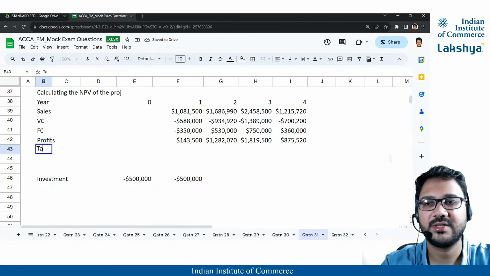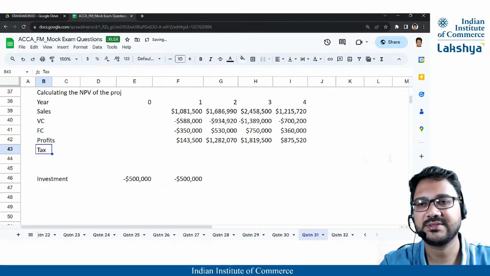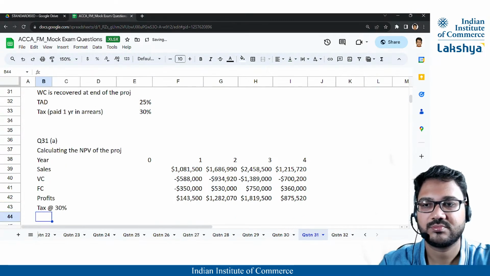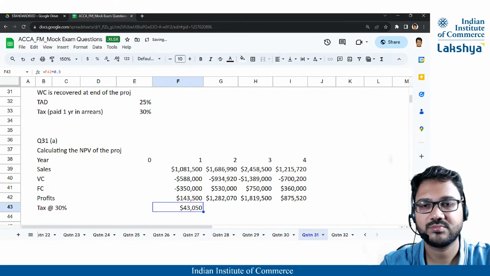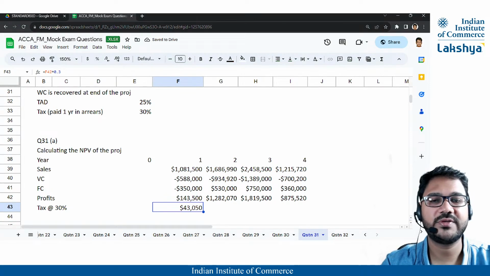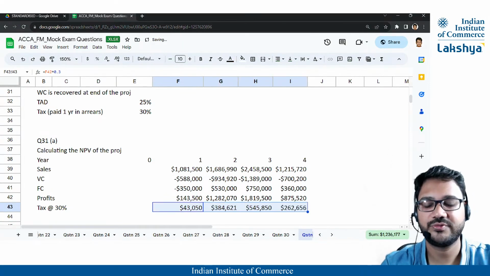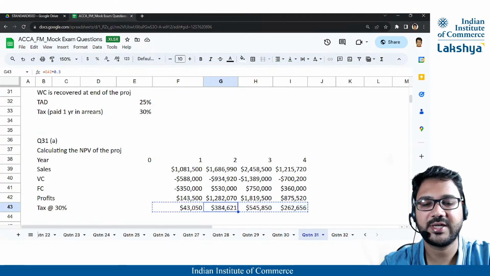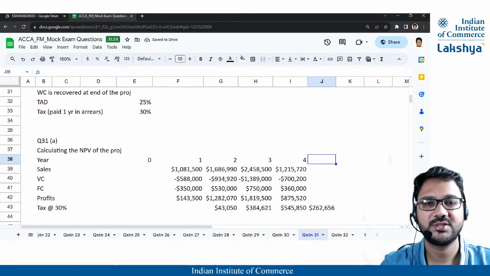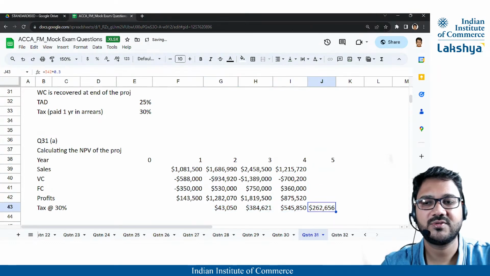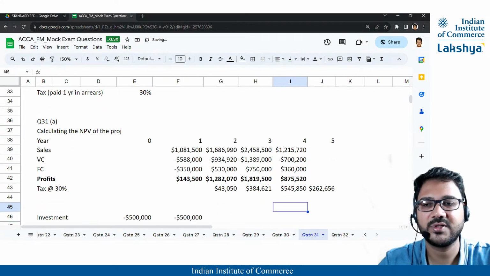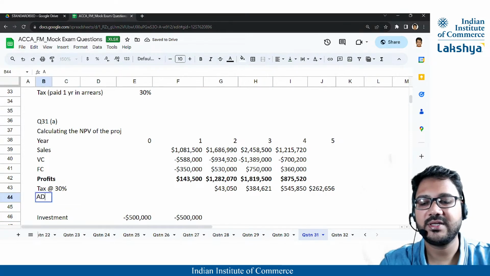So profits, then we have tax on it. Tax is at 30%, right? So 43,050, and so on and so forth. Now since it's one year in arrear, we are going to shift it. So cut and then paste, Control X, Control V. This is year 5. Okay. So this was one important figure that we found. Then add TAD.